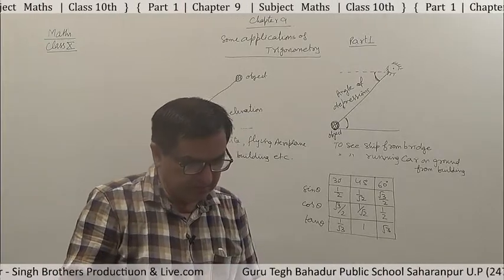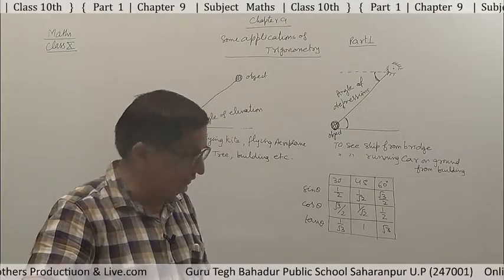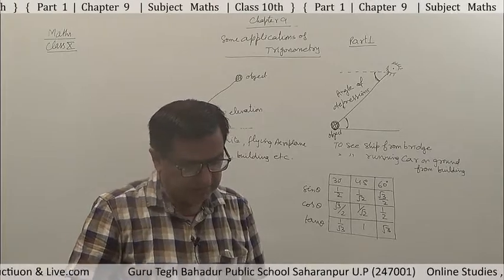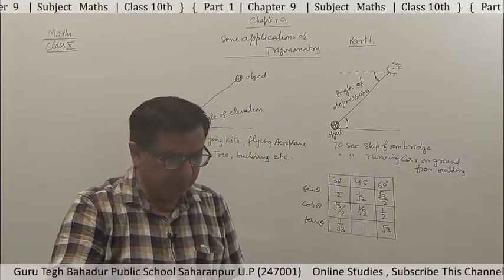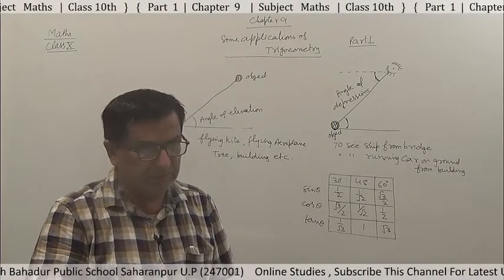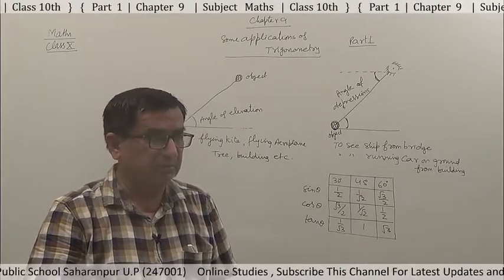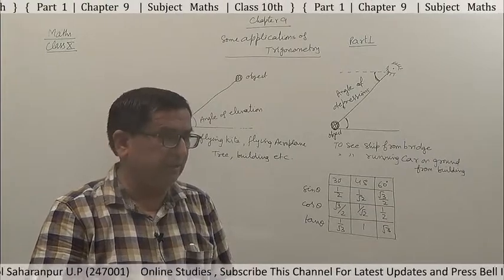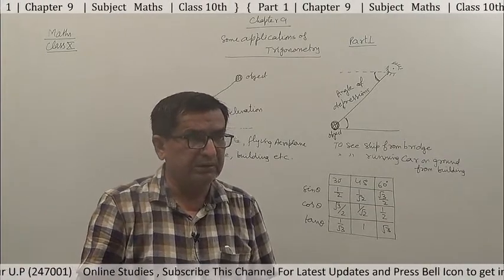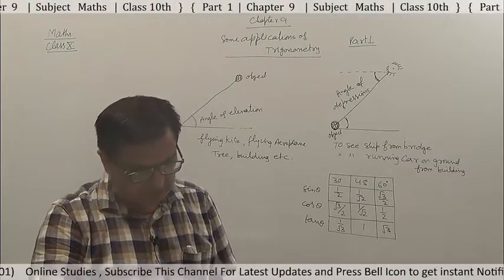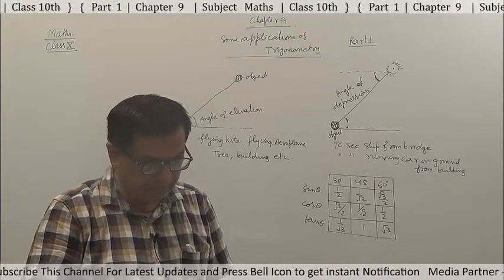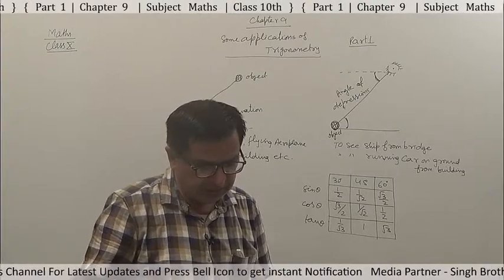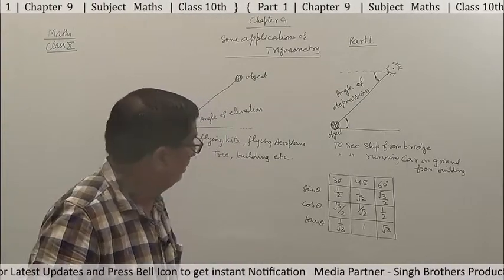Let us see the questions from exercise 9.1. In this chapter there are two types of triangles, one only single triangle formation and second two triangles formation. First we will do the single triangle formation questions, exercise 9.1.